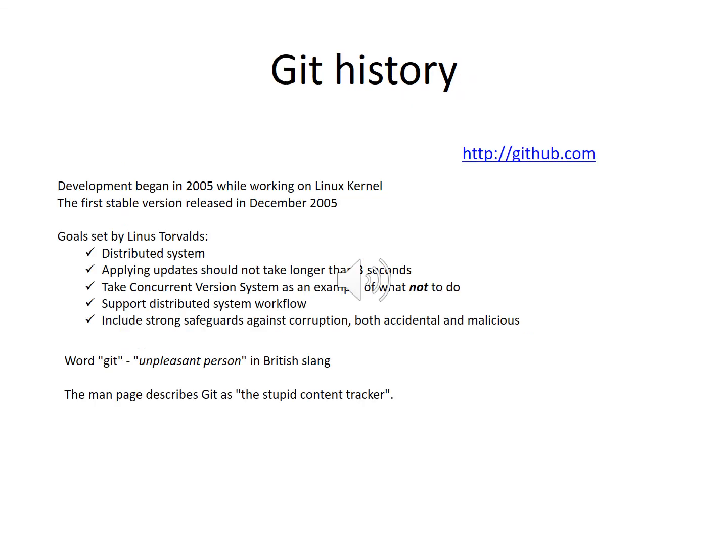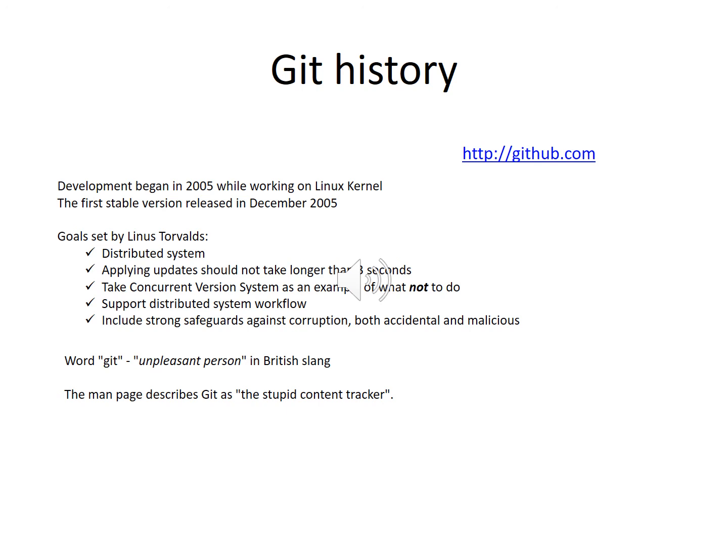So a little bit of history about Git and GitHub. The development of Git began in 2005 while working on the Linux kernel. The first stable version was released in December 2005. The goals set were to have a distributed system. Applying updates should not take longer than 3 seconds. Taking Concurrent Versions System as an example of what not to do. Supporting distributed system workflow, and including strong safeguards against corruption, both accidental and malicious.